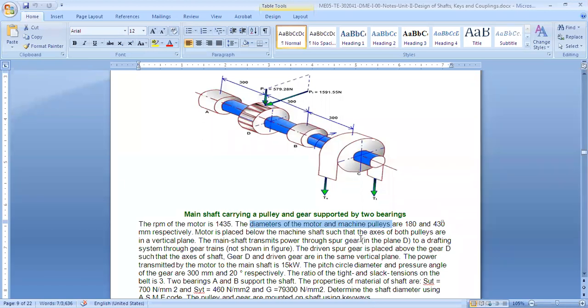A motor is placed below the machine shaft such that the axes of both pulleys are in a vertical plane. So basically, what they are saying is that the load or the tension in the pulleys is vertically downward. It is not horizontal or a combination of the two, it is straightforwardly vertical. The loads on both sides of the pulley are vertical. So we will find those two loads from their ratio, and take the resultant load as a vertical downward load.